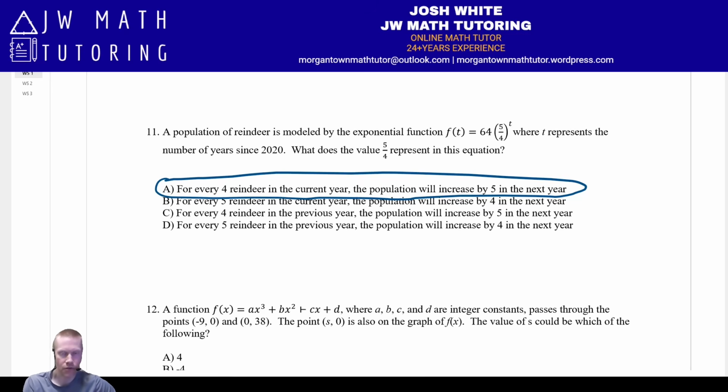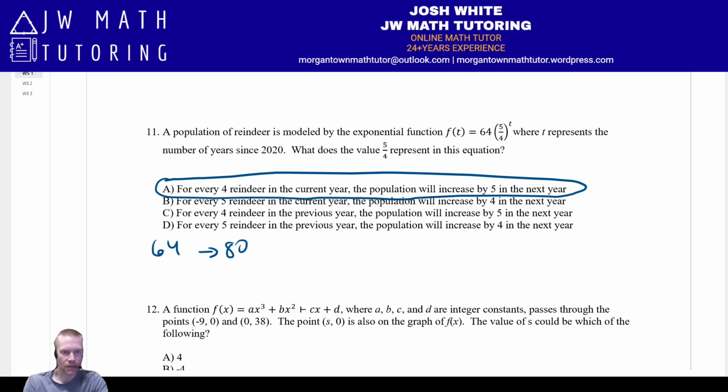So essentially, the way to think about this: initially, when t is 0, you have 64 reindeer. Then if you plug in t equals 1 and work this out, it goes to 80 reindeer. So for every 4 reindeer in the current year, the population will increase by 5 reindeer in the next year.